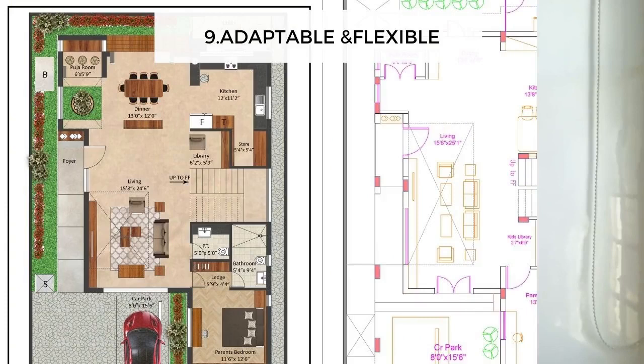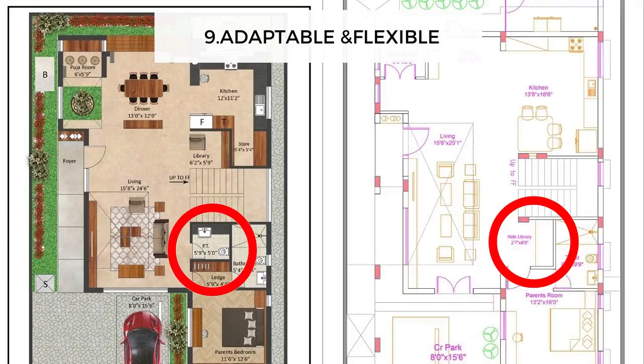The next advantage of having a plan is that it is always adaptable and flexible. For example, here we have removed the powder toilet because the client thought it's not going to be useful, and we have replaced it with a kids library. You wouldn't know what to put there, or that you want to remove something, until it is constructed. If you didn't have a plan, you don't have a document to refer back to, right?